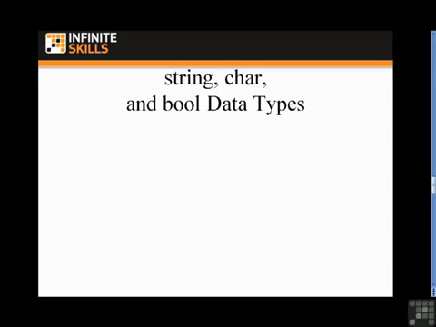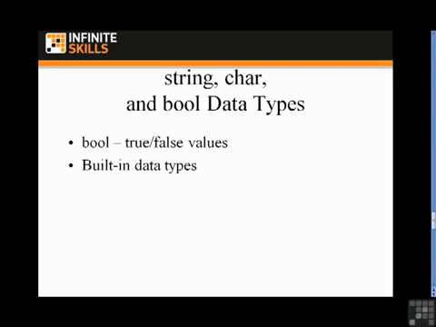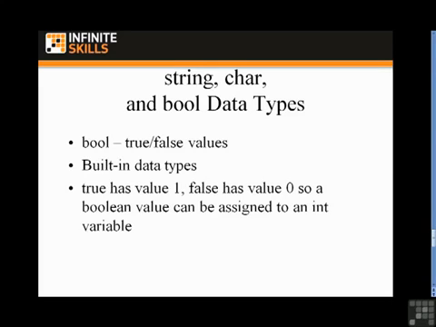The third data type we want to talk about is the bool, which stands for Boolean. A bool data type will hold a true or false value. Bool is also one of the built-in data types, and so you don't have to #include a library to use it. One of the interesting things about the bool data type, and this is inherited from the C language, is that a true value has the value 1 and a false value has the value 0. At least that's how they're stored internally.